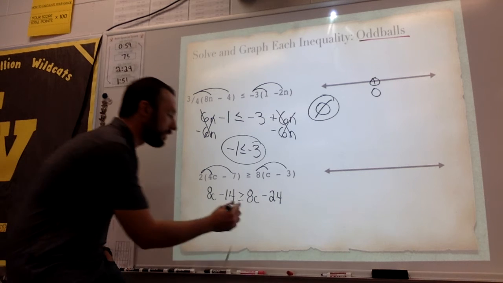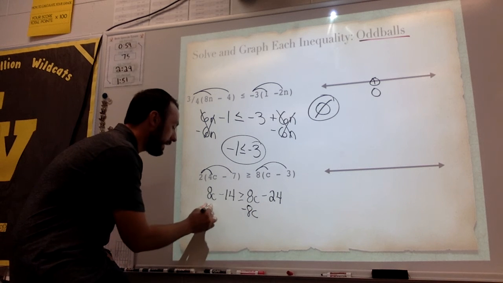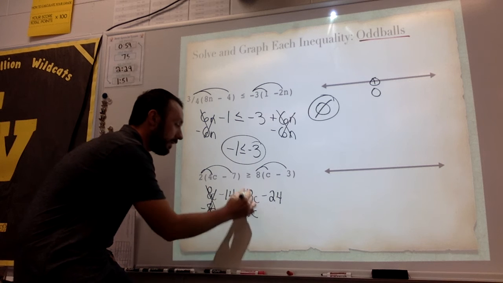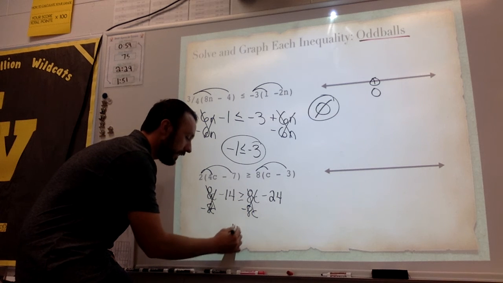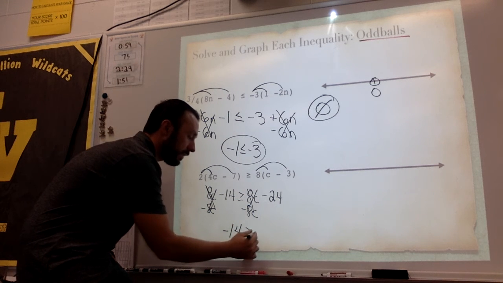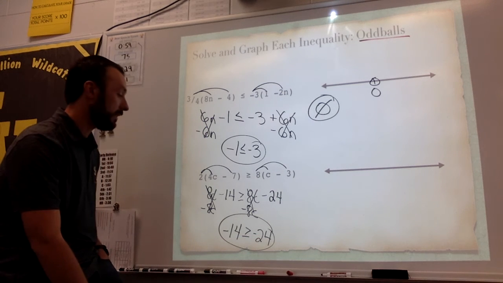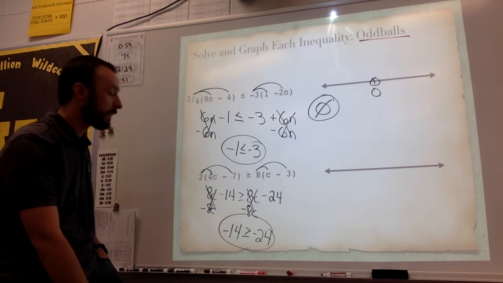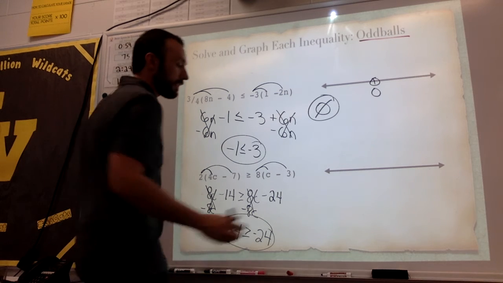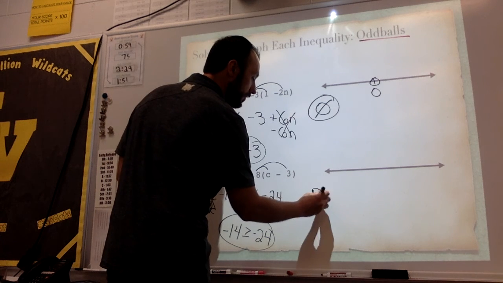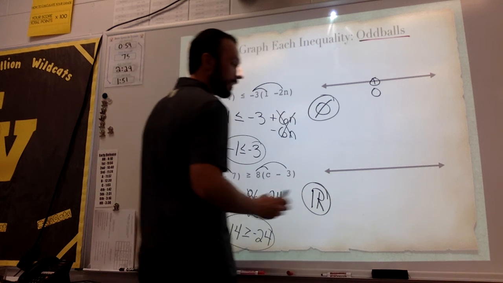Let's get rid of our variables. So minus 8c, cancel out. I'm left with negative 14 is greater than or equal to negative 24. Is negative 14 greater than or equal to negative 24? Yeah, it's bigger. That's a true statement, so that would be an all real number solution. Every number in the world makes that correct.